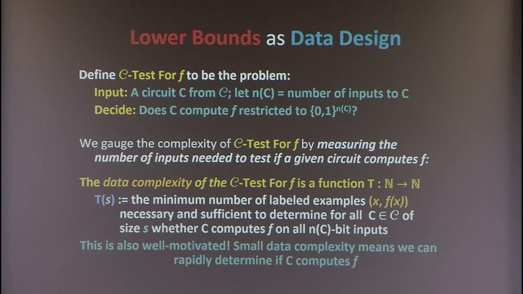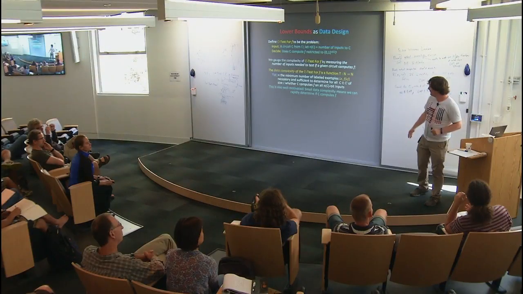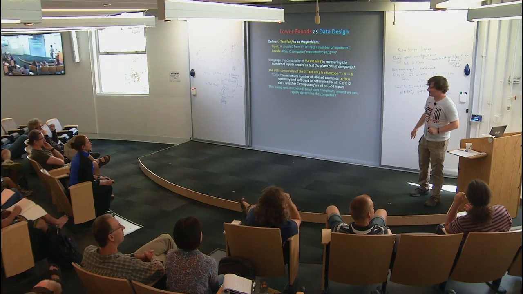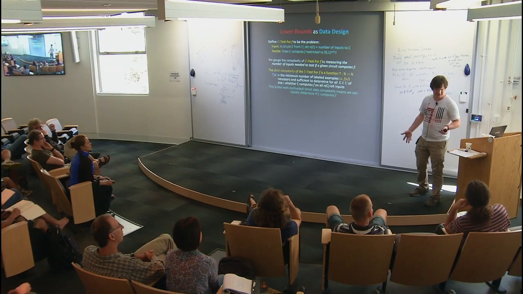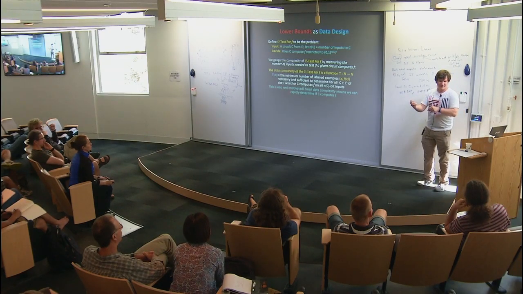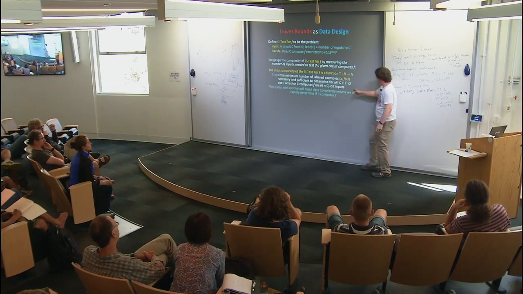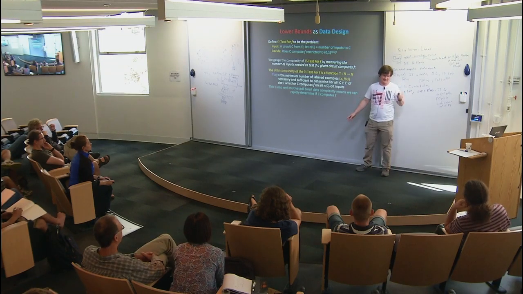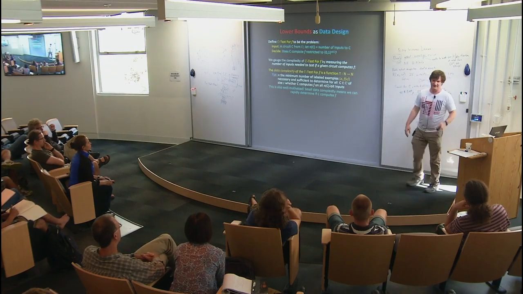But is this at least clear at a high level? I think I have yet another slide that gives the definition too. This is more analogous to a hitting set than... Yeah, you want to hit the circuits that don't compute it, in a certain sense. For all the circuits that don't compute it, you want to have some labeled example that fools it, like, oops, you got the wrong answer.